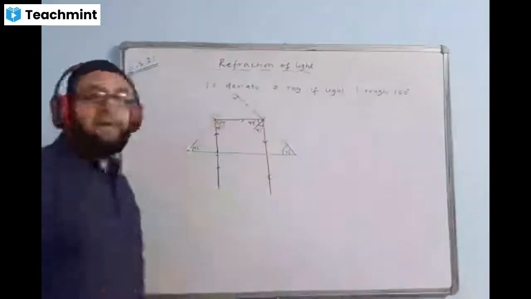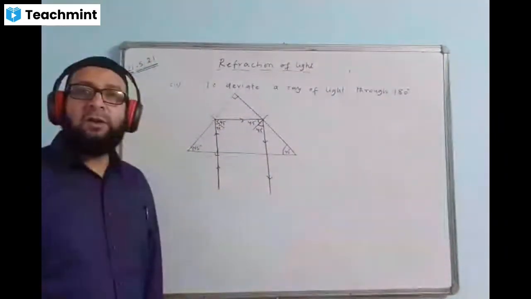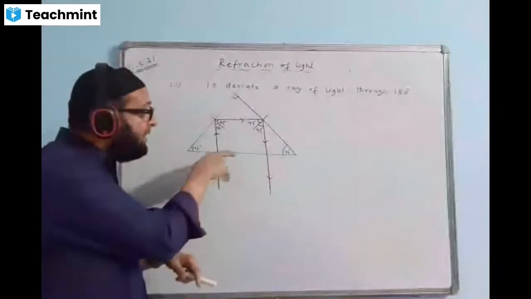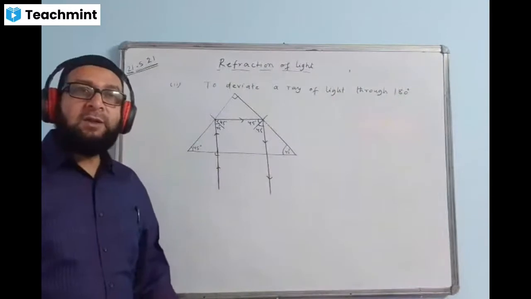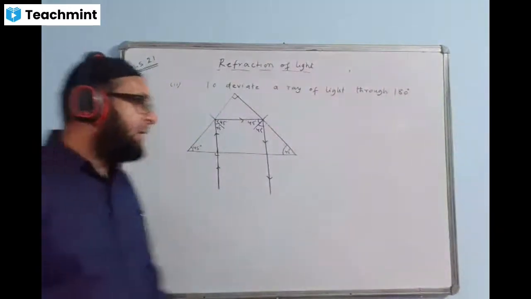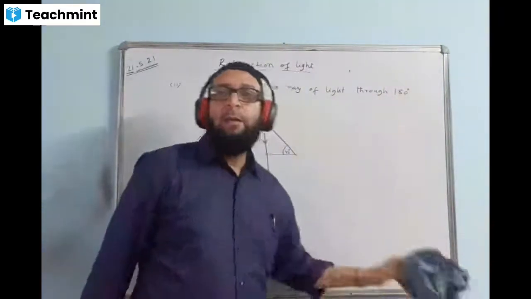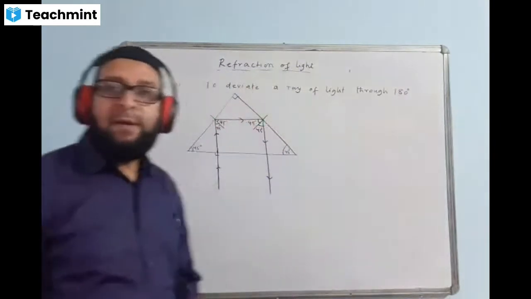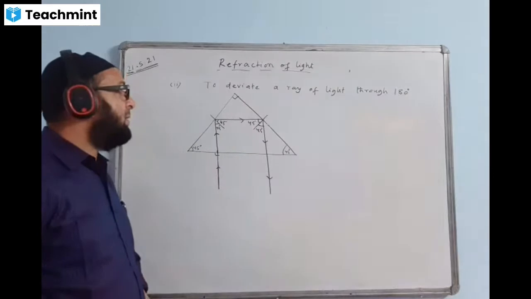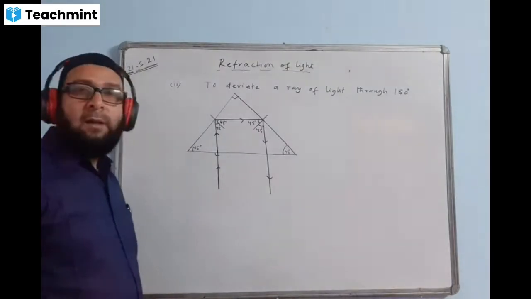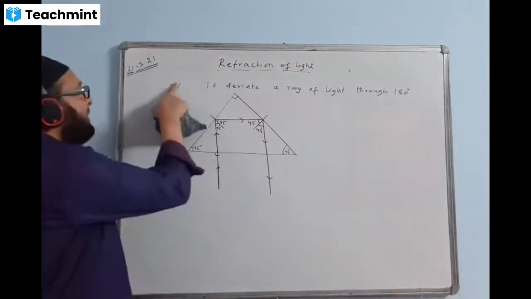The previous diagram and this diagram are the same. In your question, they may show the diagram either this way or the previous way which I showed. Any one way they can show, and they will ask you to copy and complete the diagram and name an instrument where this action of prism is used. So then we will do like that. Okay, it is done. Now one more action is there, please write it down.